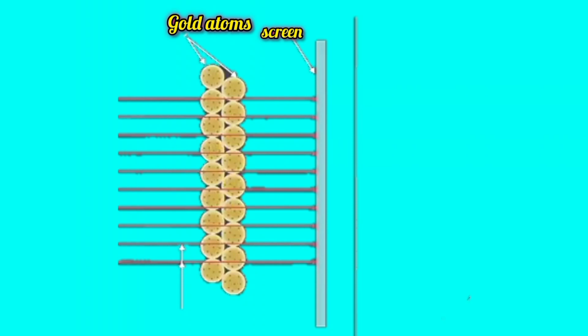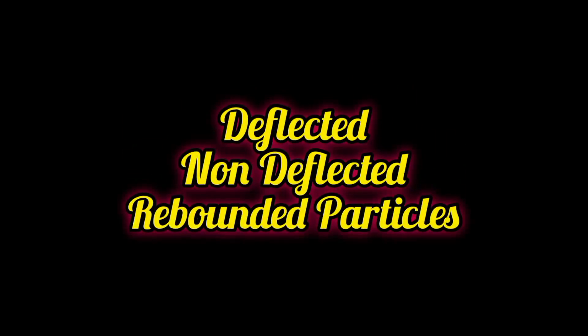So he was astonished when he got unexpected results. What result did he get? He observed that most of the fast moving alpha particles pass through the foil and hit the detector. Some particles deflected and some rebounded. Because of these three kinds of particles, he thought that the pudding model is incorrect. From this experiment, he got three kinds of particles: deflected, non-deflected, and rebounded particles. What the conclusions were will be explained in the next video.